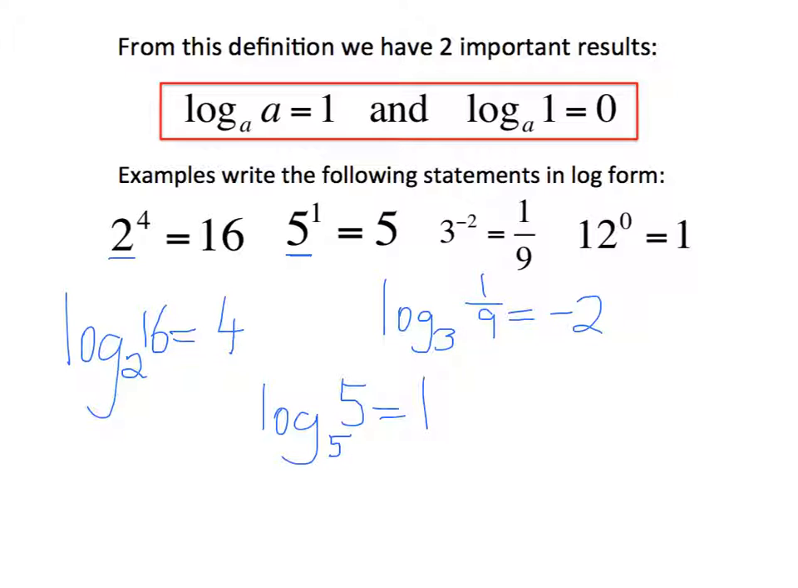And the last one here, we have a base of 12. So that's log base 12. It's 12 to the power of 0 equals 1. So now circle: 12 to the power of 0 equals 1, which is what it is in index form, or log of 1 base 12 equals 0. And that's this other important result. Log of 1, doesn't matter what the base is, is always 0, because anything to the power of 0, as you can see, is always 1.